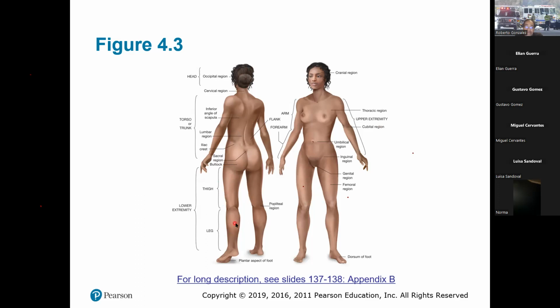The thighs, of course, then your legs, and of course the lower extremities also. The popliteal would be the back part of your knee itself. Popliteal is named because you have a popliteal artery right there that we actually look for to find out if you have a pulse in there or not.